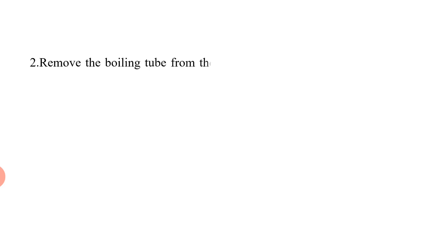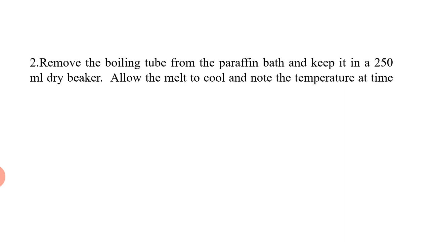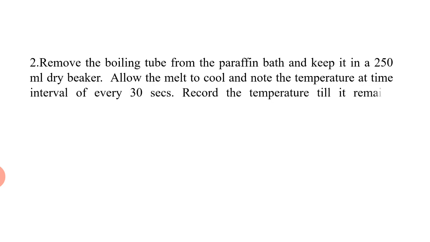Remove the boiling tube from the paraffin bath and keep it in a 250 ml dry beaker. Allow the melt to cool and note the temperature at a time interval of every 30 seconds. Record the temperature till it remains constant. So after the thermometer shows 85 degrees, we have to remove the boiling tube from the paraffin bath and record the temperature every 30 seconds.